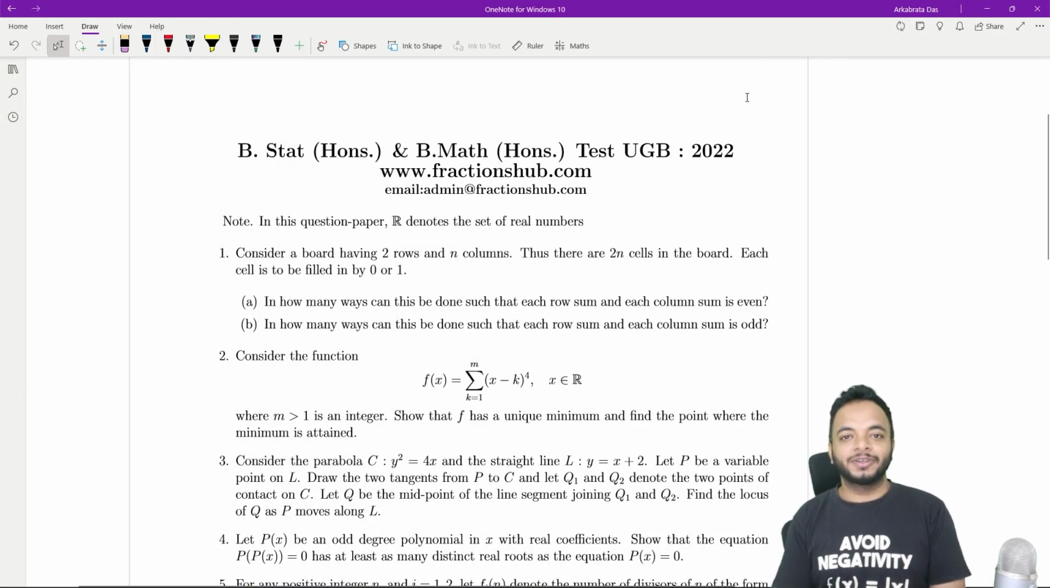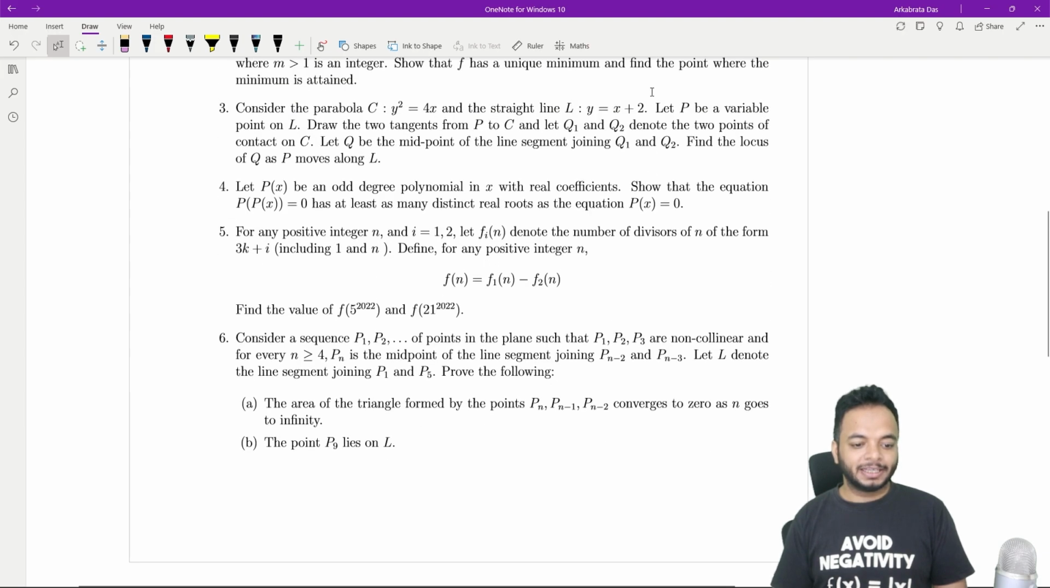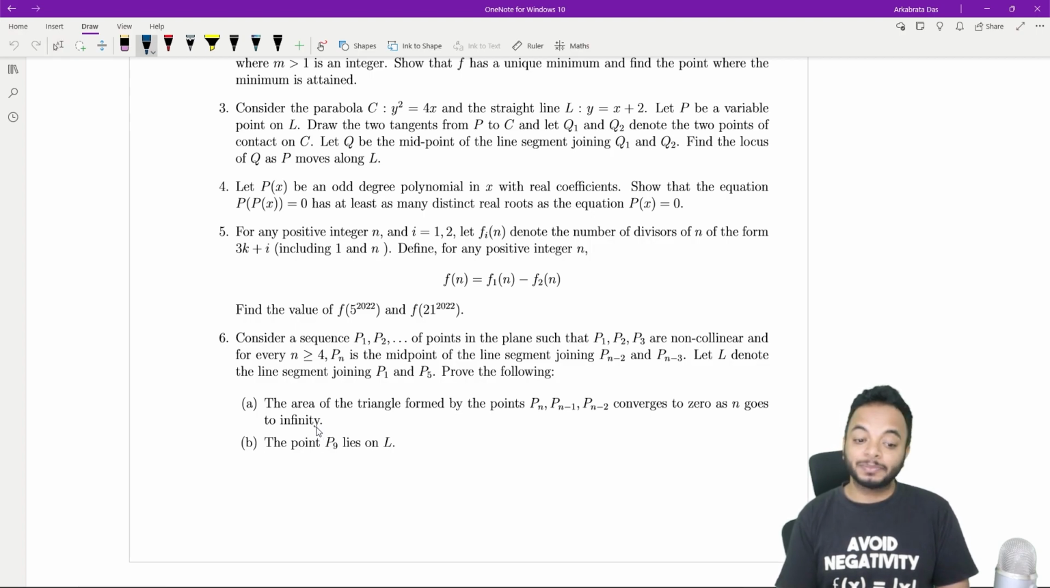Hello everyone, in this video we are going to discuss the fourth problem which came in BMath BStat 2022. So the problem says: let p(x) be an odd degree polynomial in x with real coefficients. Show that the equation p(p(x)) = 0 has at least as many distinct real roots as the equation p(x) = 0.